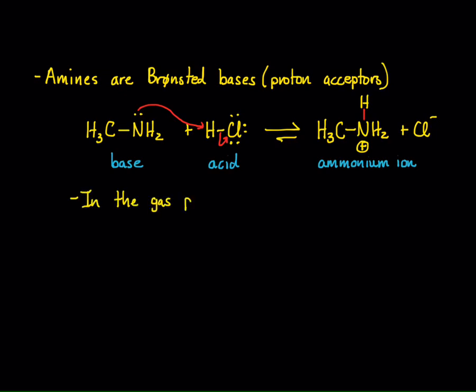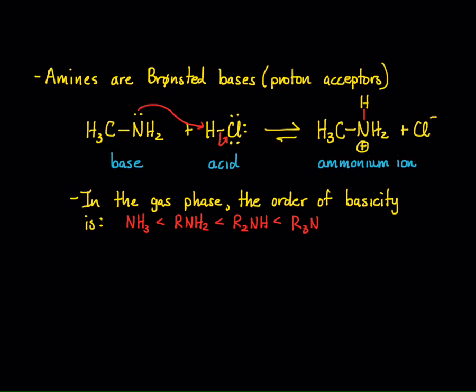Now, in the gas phase, the order of basicity follows this, that ammonia is less basic than a primary amine, which is less basic than a secondary amine, which is less basic than a tertiary amine. Why? Well, the more electron density is placed on the nitrogen, the more available those electrons are for donation. So the basicity increases. Another way of looking at it is thinking about the conjugate acid. The conjugate acid results in a positive charge on the nitrogen. So when there are groups that can donate electron density to that nitrogen, and basically minimize that formal positive charge, it's going to be more stable, right?